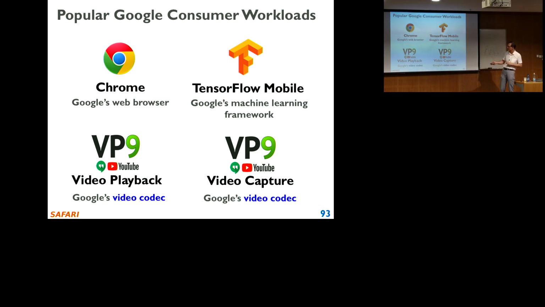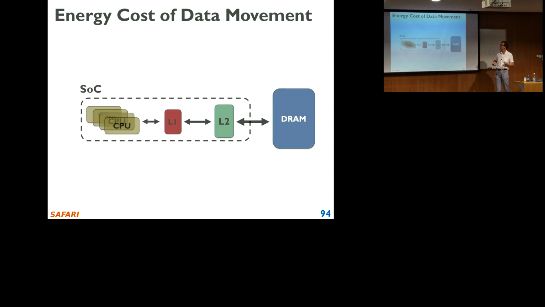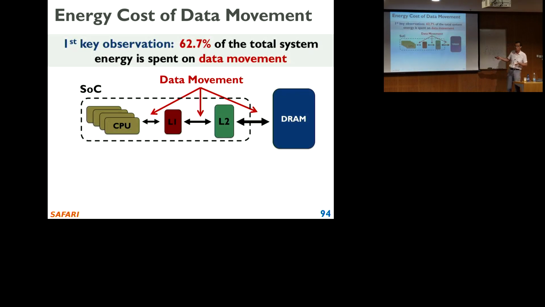I'm not going to cover all of these. These are very interesting workloads also. They're employed in many things that are used in our lives. I'm going to cover a couple of these, not in a lot of detail, and the paper has a lot more detail, of course. The first thing we wanted to understand was, what is the energy cost of data movement? There's data movement everywhere in a mobile system. We did some analysis, and the paper details this. More than 60% of the total system energy is spent on data movement in these workloads.